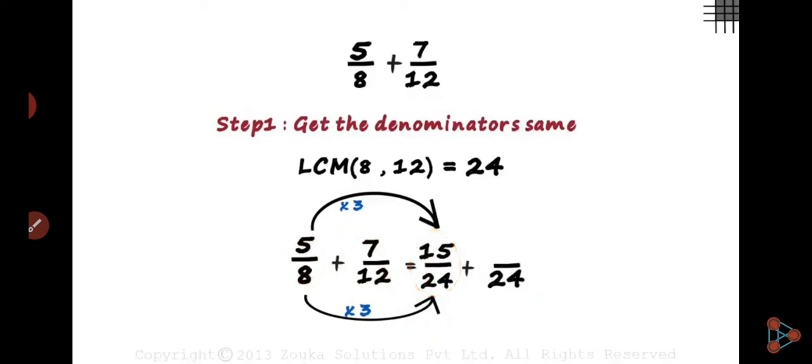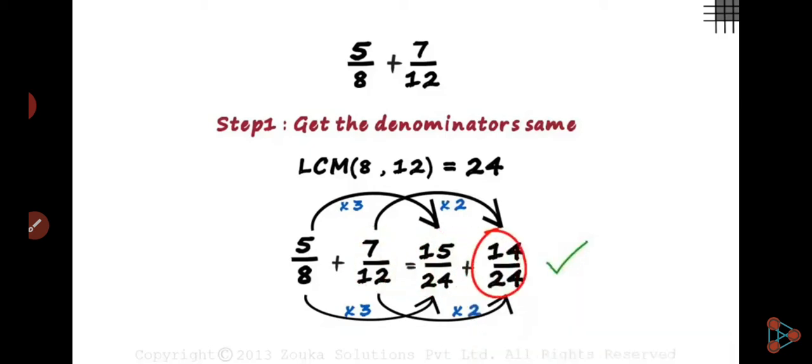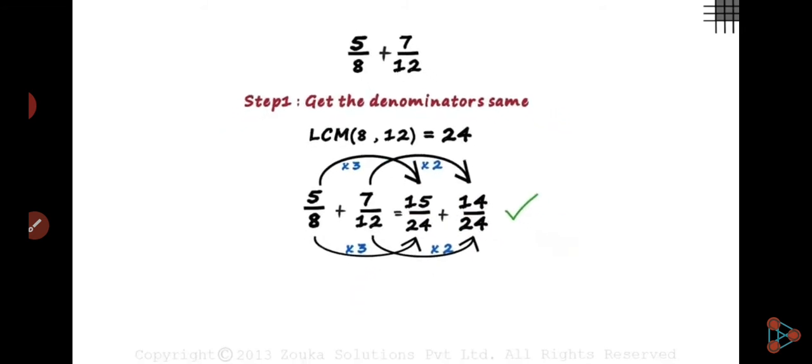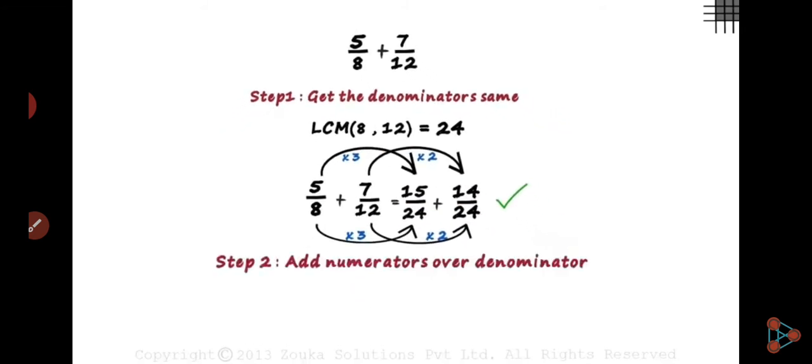Understand? 5 by 8 becomes 15 by 24, and 7 by 12 becomes, if 12 becomes 24, so you multiply by 2, then we have to multiply the numerator by 2, 7 twos are 14. Okay, so it becomes 14. Okay, so 7 by 12 becomes 14 by 24. Okay, understand? Now the denominator becomes the same, so our second step is to add the numerators over the denominator.